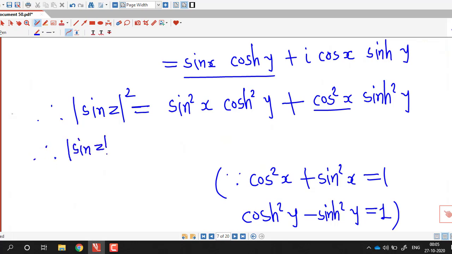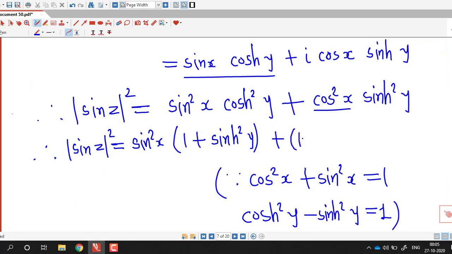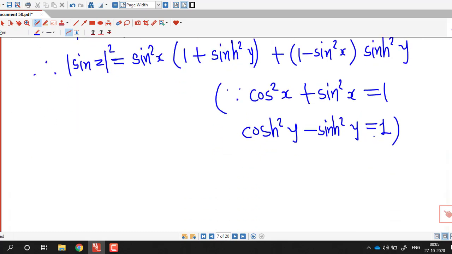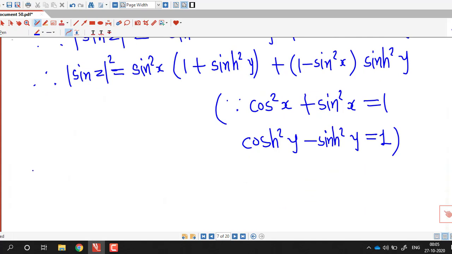So absolute value of sin z square equals sin square x times cos hyperbolic square y, where I replace cos hyperbolic square y by 1 plus sin hyperbolic square y. Similarly, cos square x is replaced by 1 minus sin square x, times sin hyperbolic square y. Now we simplify this and let us see what we obtain.